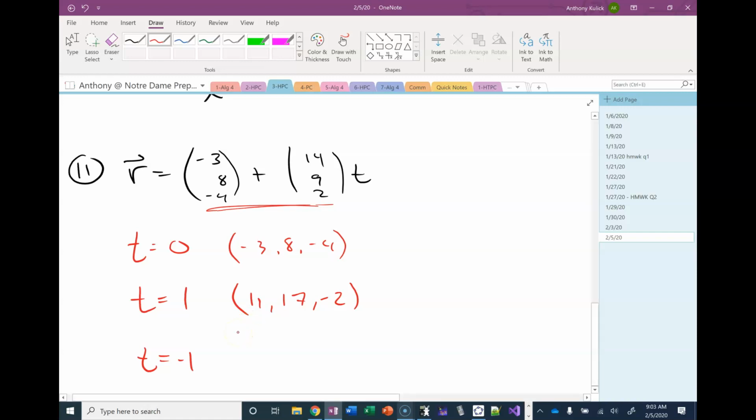And then I'll pick a third value of t. The t's don't have to necessarily all be positive or even whole numbers. I could do something like negative. So let's do -1. So basically here I'm just going to be subtracting these 2 vectors. So that's an example of a point.